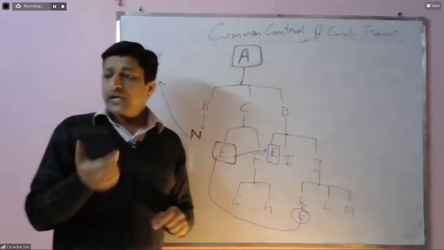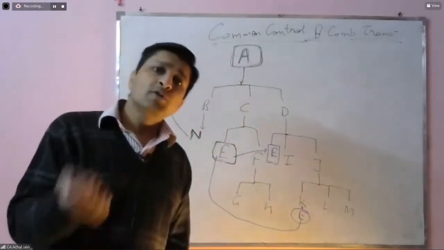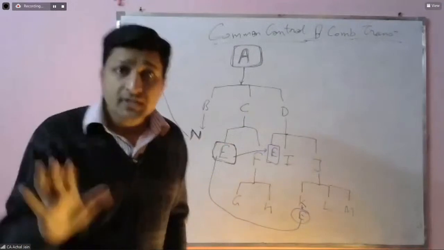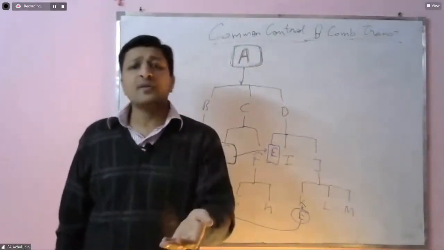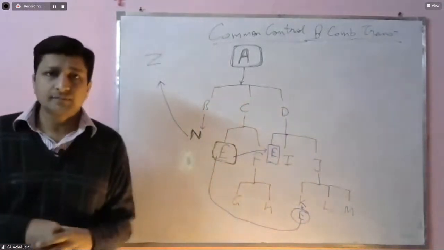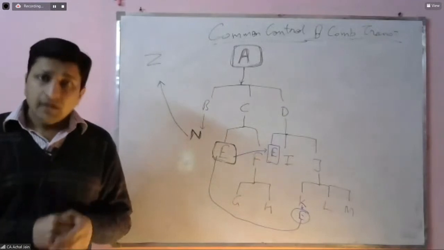Yeah, so we need to look at the company or the party or the shareholder who is controlling it ultimately. And it's not necessary that A should be a company. A can be a shareholder. A can be a person also. A can be an individual also. Clear on this? Yeah? Clear on this?